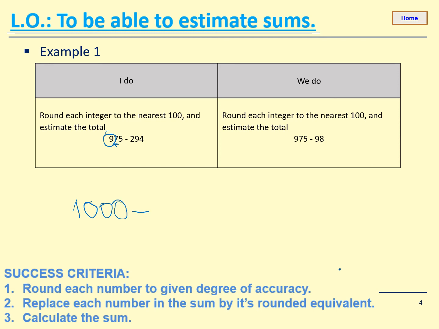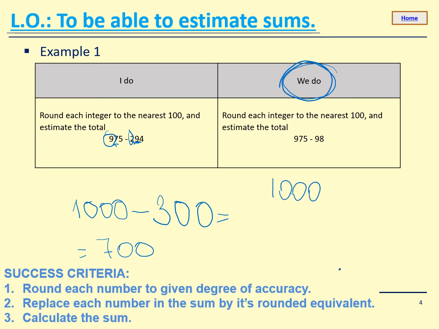Minus, we have 200 and then there's 9 after that. So 2 will become 3, 9 is 0 and 4 is 0. So it's 1000 minus 300, that gives me 700. Okay, pause this video and have a go at this question. If you have 1000 take away 100 equals 900. Well done.